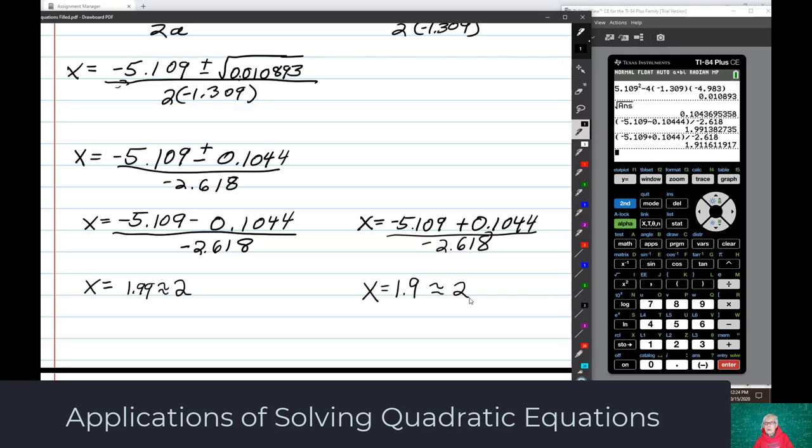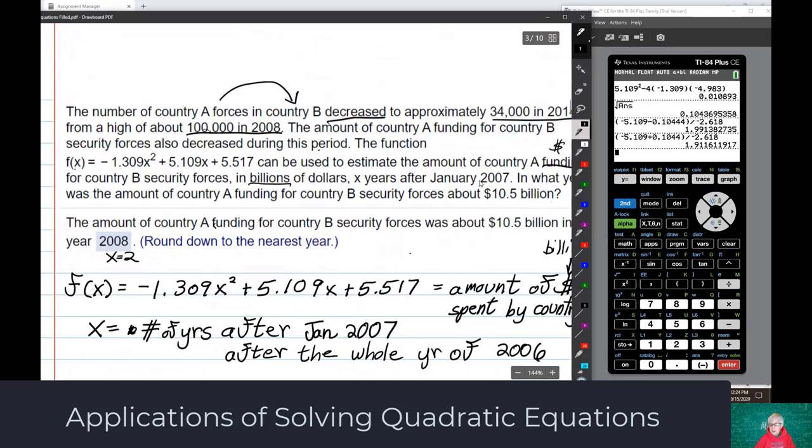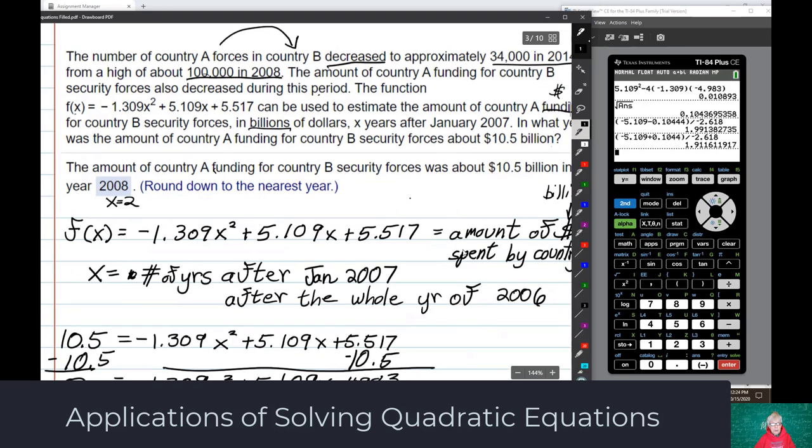2 years after the full year 2006. See, that's a trick. January 2007 is the very beginning of 2007. So you're looking at years after 2006. So if you take 2006 and add 2, this equals 2008. In 2008, the funding was 10.5 billion.